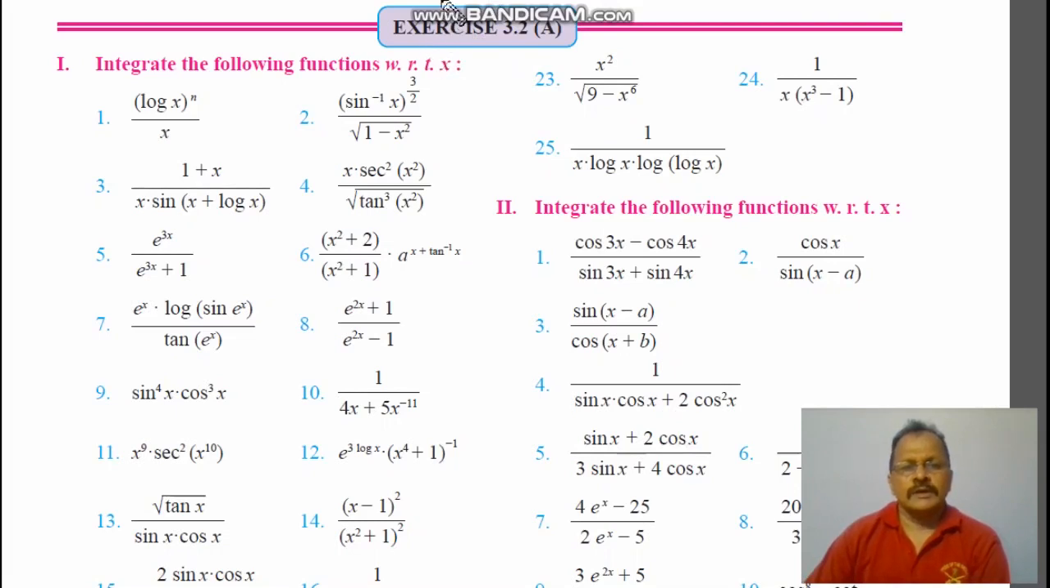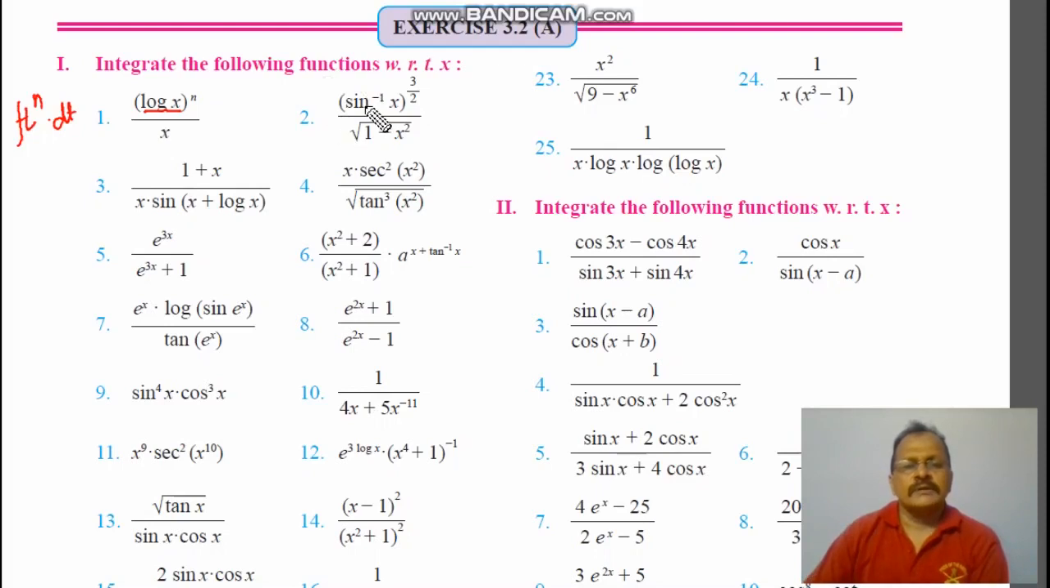In this your exercise 3.2a, there are problems to solve to integrate. The first one is log x raised to n upon x. Here put log x is equal to t, then its derivative 1 upon x dx will become dt, and you will have t raised to n times dt. Its integration is very easy to solve.